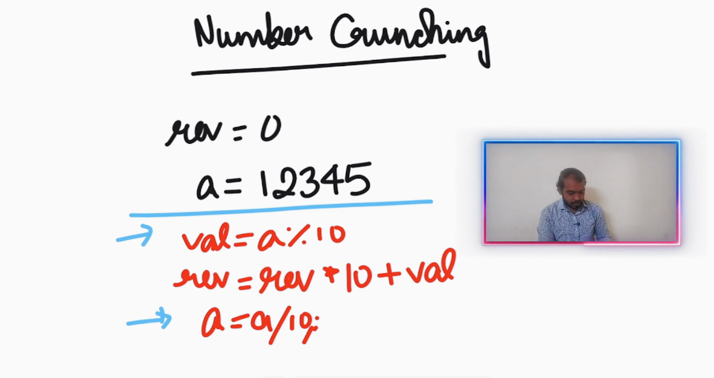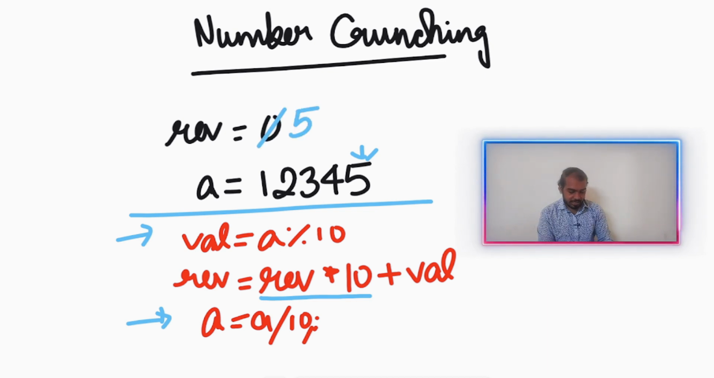Initially reverse is set to 0. So what is 0 into 10? 0 into 10 is 0, and the first val that we access is 5. So reverse into 10 is 0, plus 5 makes it 5. Now I currently have the reverse value as 5.